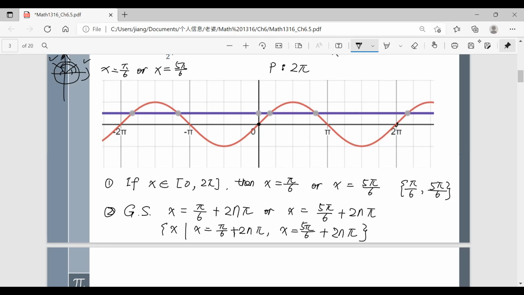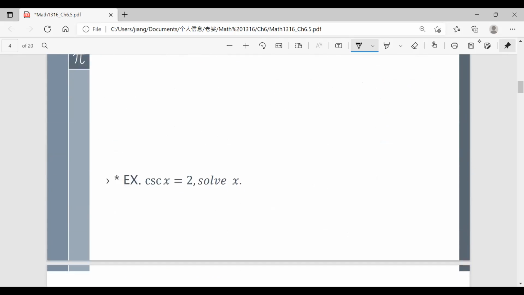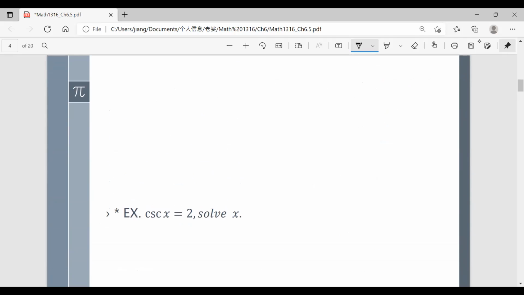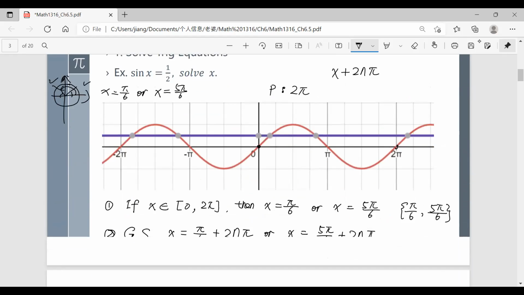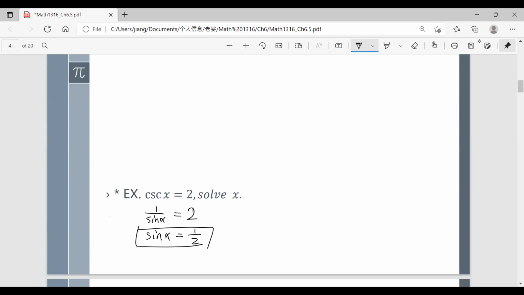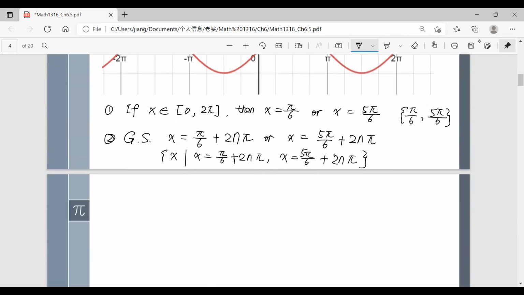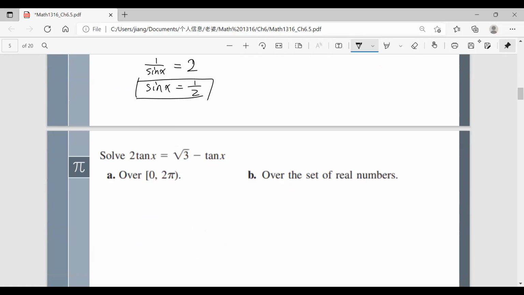Okay, let's move on to the next part to see the examples. So how about cosecant x equals 2? Solve for x. Cosecant equals 1 over sine x. So 1 over sine x equals 2. That means sine x equals 1/2. So this one has the same solution as the first one.